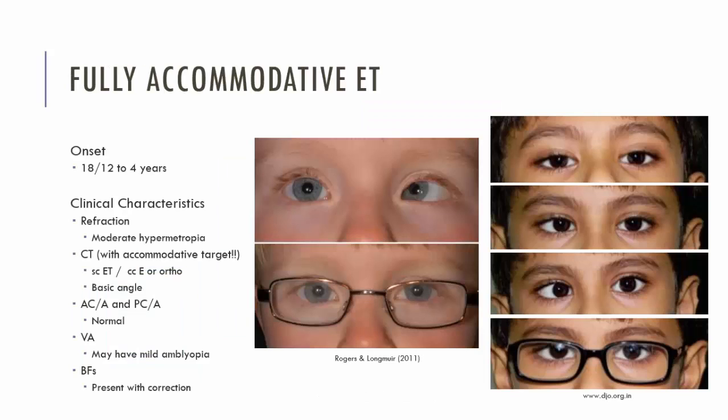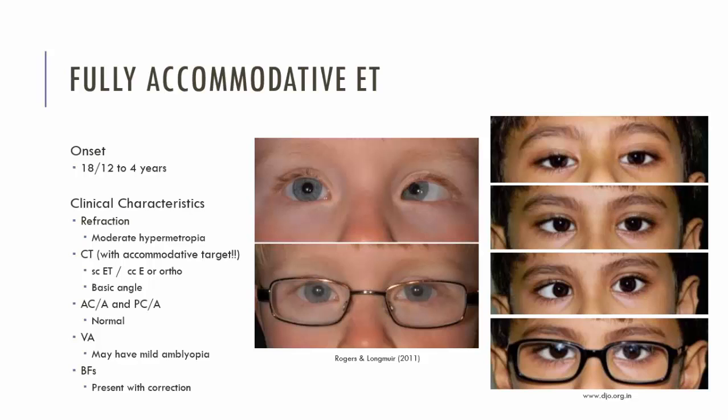Okay, so the onset is about 18 months of age to about 4. That may vary, but that's generally about when the deviation develops. And there is some thinking that it develops more readily around that 2-3 year age range when children are starting to do a little bit more close work, such as colouring in, and thereby they're using their accommodation more than they used to when they were younger.